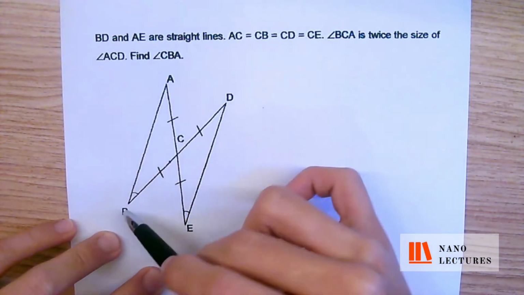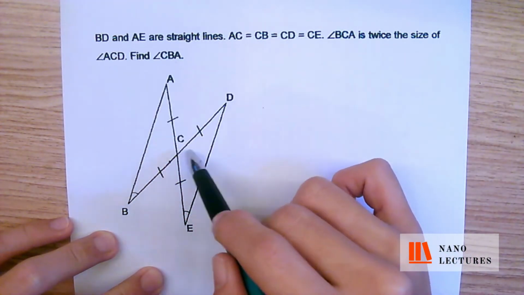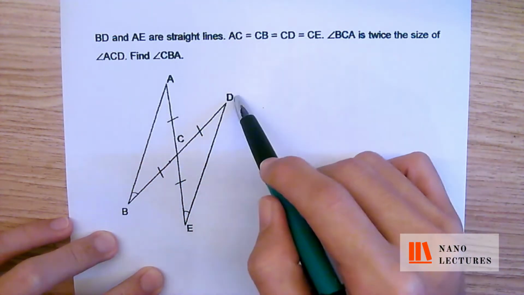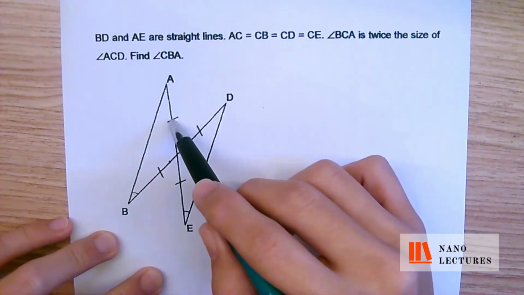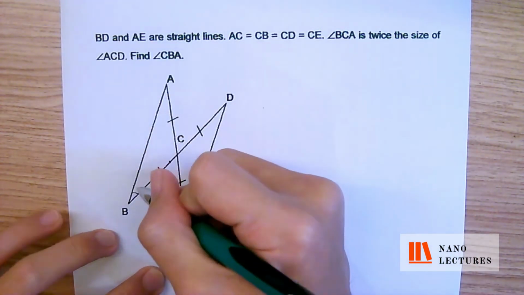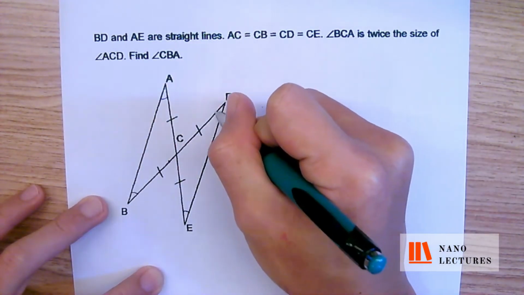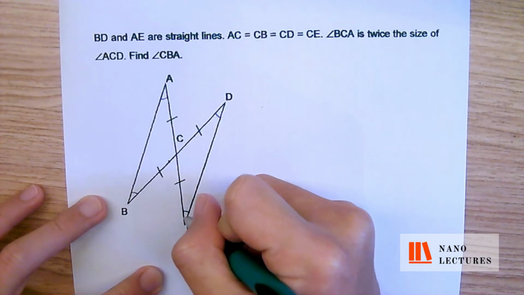BD, AE, they are straight lines. AC equals CB, and then CD equals CE. Okay, this is just telling you that this is an isosceles triangle, which means that this angle and this angle are the same size, and this angle and this angle are the same size.